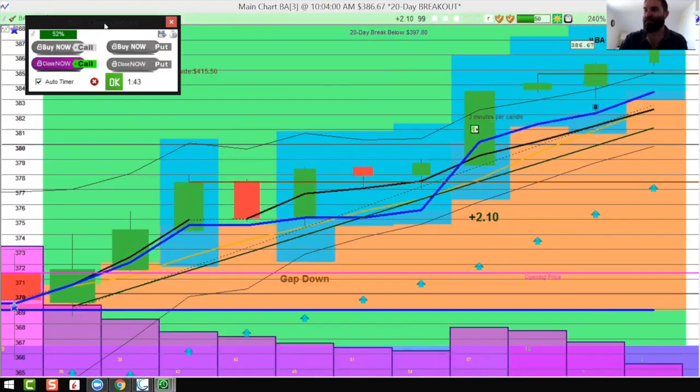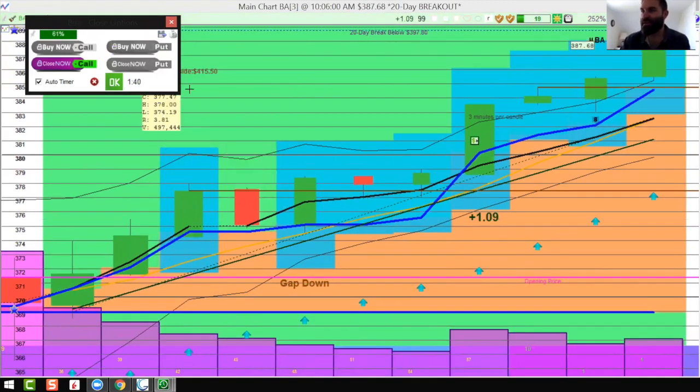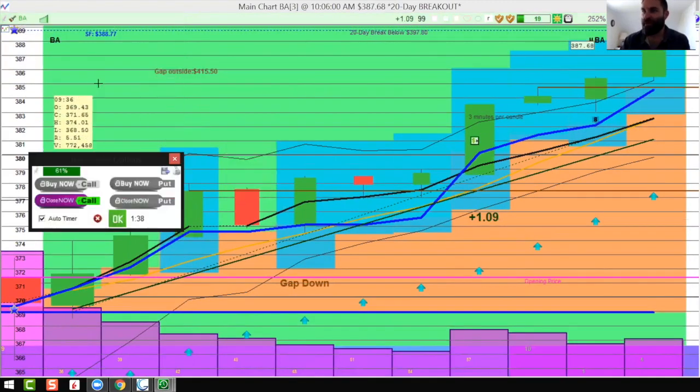Fighting. There's really no resistance until you see this, the 20-day break below. Go ahead, Scott. You're at 61%. Yeah, that's pretty good, huh? Yeah. I told you there's a cherry on top. As you said, let's call it good right there.